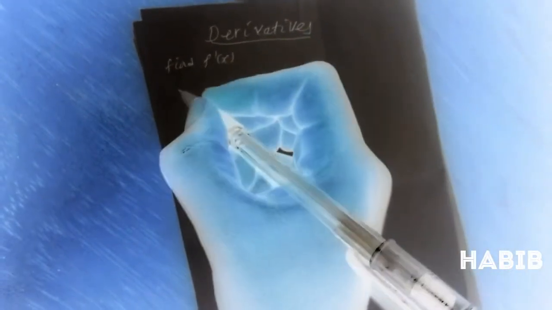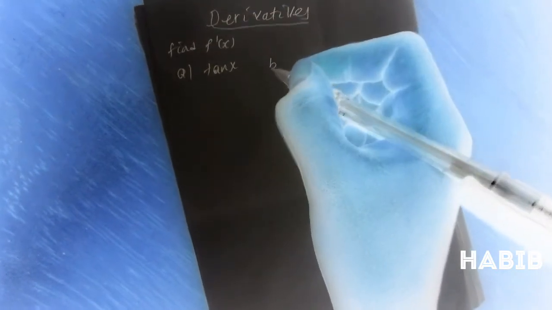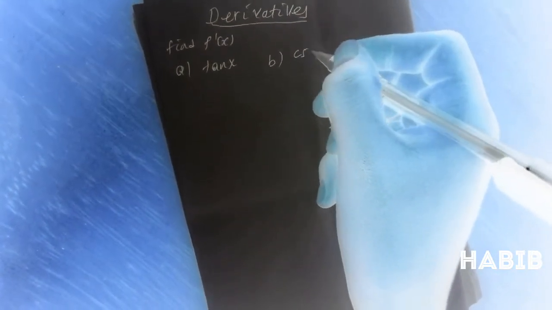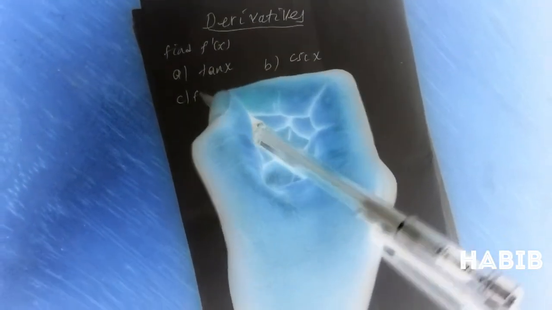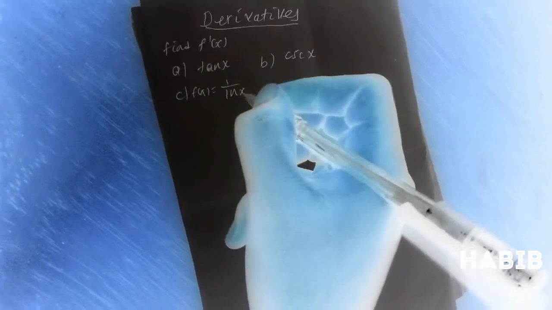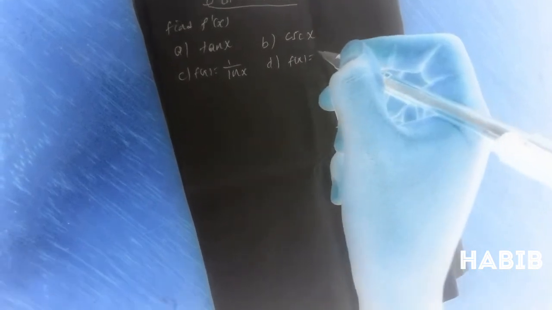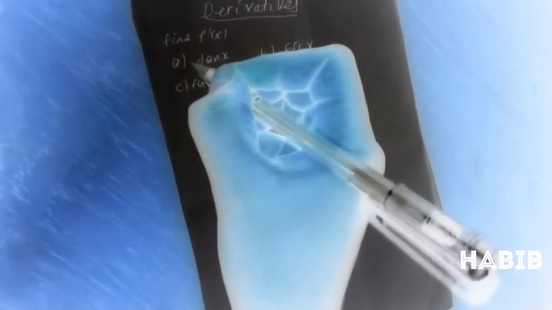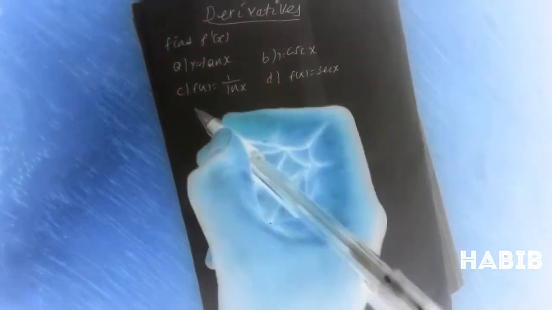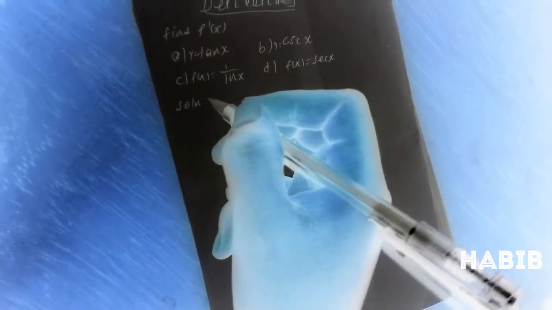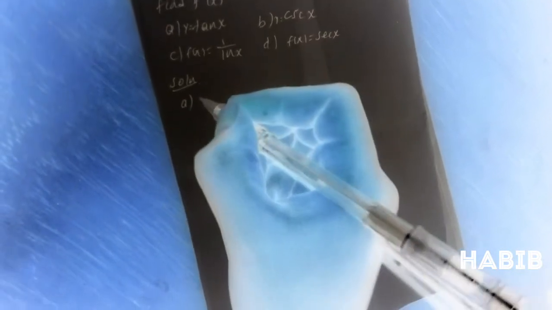First, let me show some examples from trigonometric functions and their inverses, reciprocals: tan x, cosec x, sec x. Another one: f of x equals 1 over ln x. The other one: f of x is sec x. To find the derivative of the function, we simply follow its form.